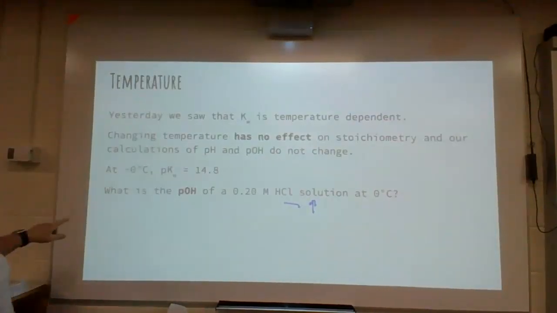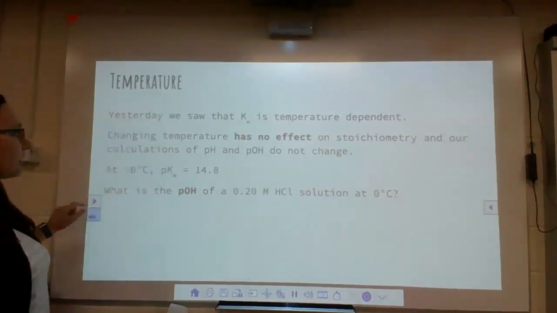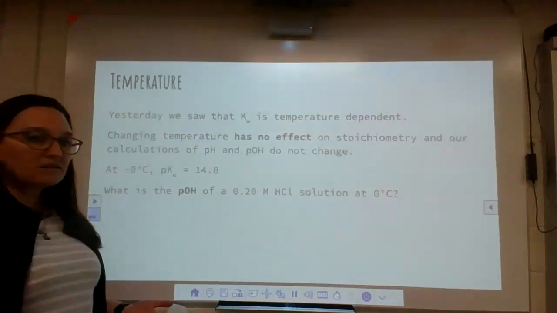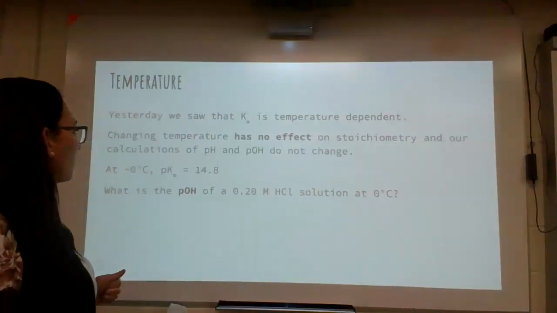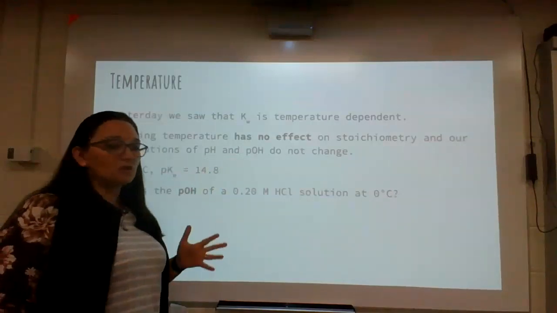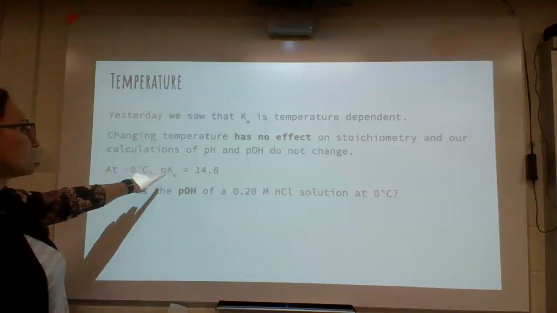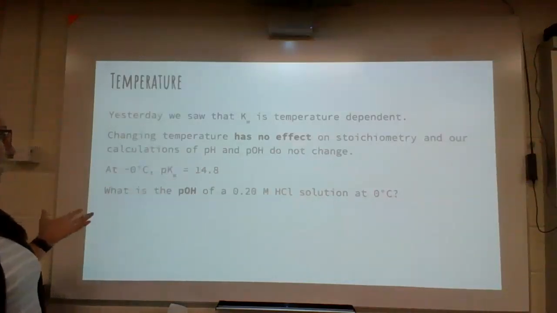In our previous lesson, we saw that temperature affects the K value for water. So when we change the temperature, it has no effect on the stoichiometry, meaning the balanced equation and the mole ratio. So our calculations for pH and pOH don't change, but the K value will change. And so our total scale will change when the temperature changes.